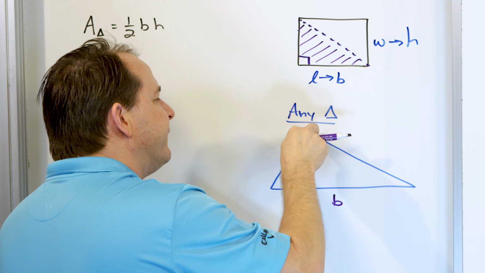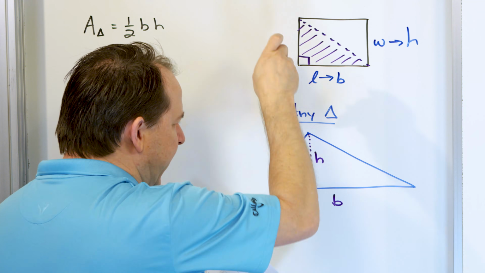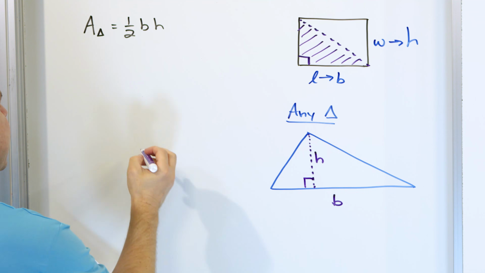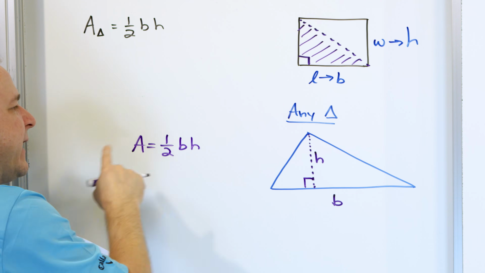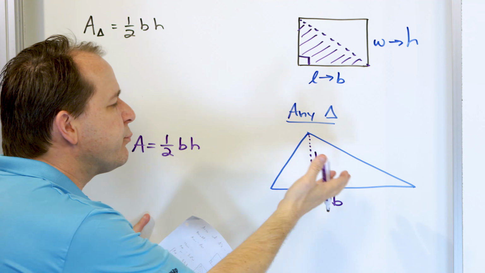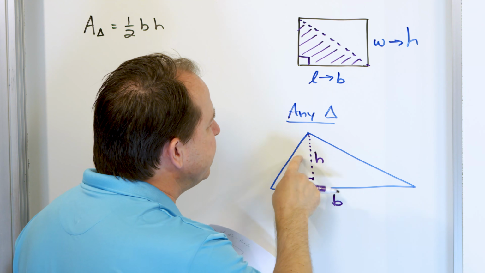The height is just the vertical distance from the top all the way down, where this thing forms a 90-degree angle straight into the bottom like this. And then we can say that the area of any triangle is 1/2 times the base times the height. Now, I'm not going to prove that to you here, but you can prove it very easily geometrically, because when you slice this thing in half, you basically have 2 different right triangles.